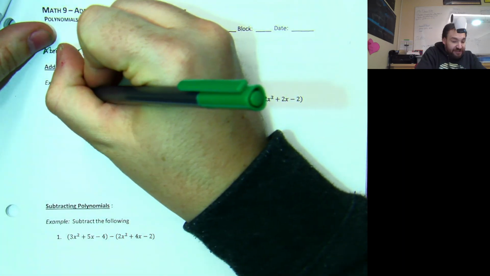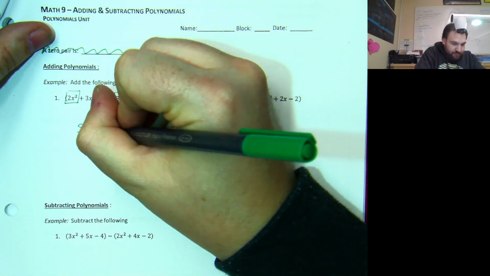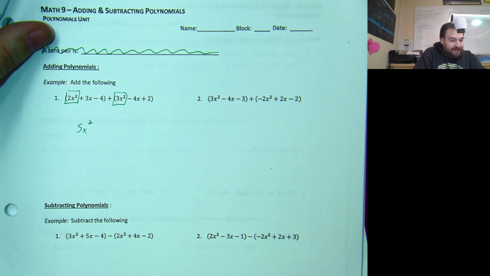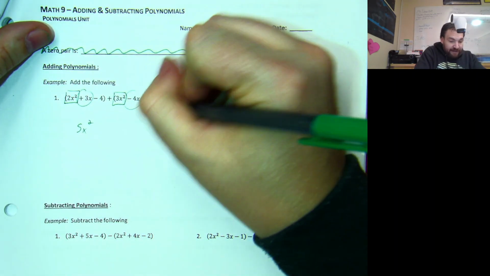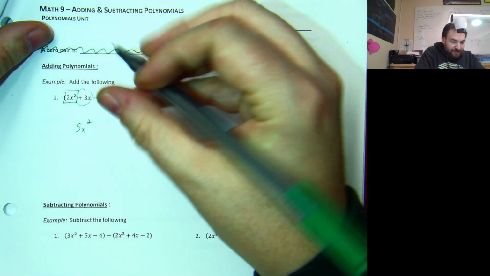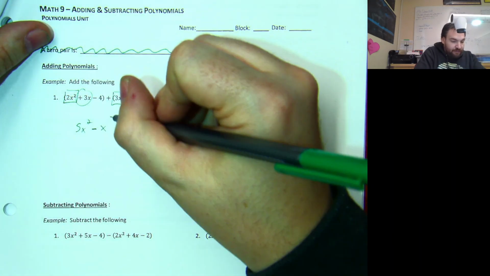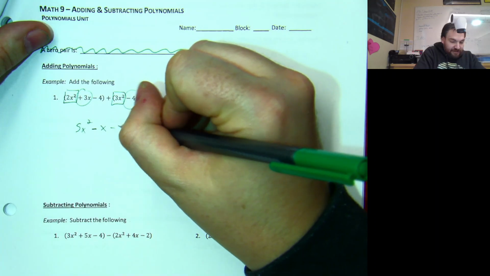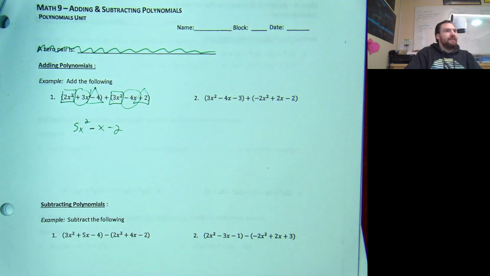Okay, so you're suggesting we get 5x squared. Where'd you get the minus x from? 3x minus 4x. A positive 3x minus a 4x. Cool. So that's going to give us minus x, and then minus 2. So we've done these already. Yes, we're cool with what just happened.